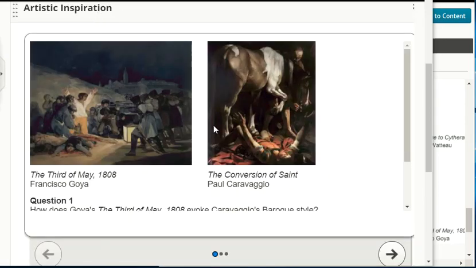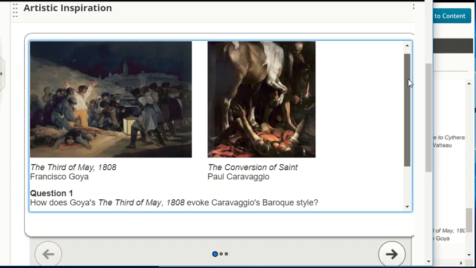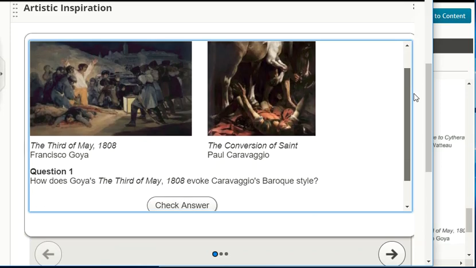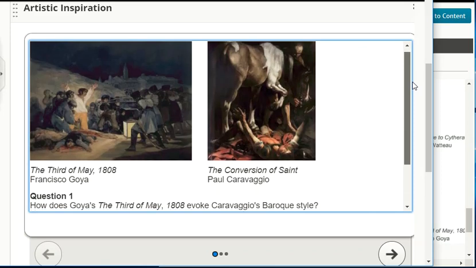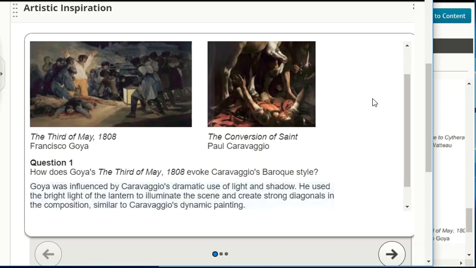Artistic inspiration: The 3rd of May by Goya and The Conversion of St. Paul by Caravaggio. How does Goya's The 3rd of May, 1808 evoke Caravaggio's Baroque style? What similarities do you see? How about lighting? I see similarities in lighting. Do you remember that tenebrism effect? I'm seeing that tenebrism effect in both.